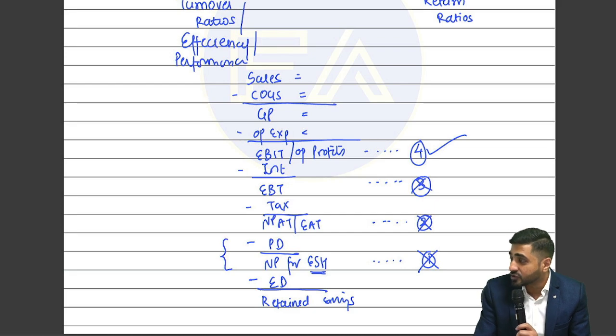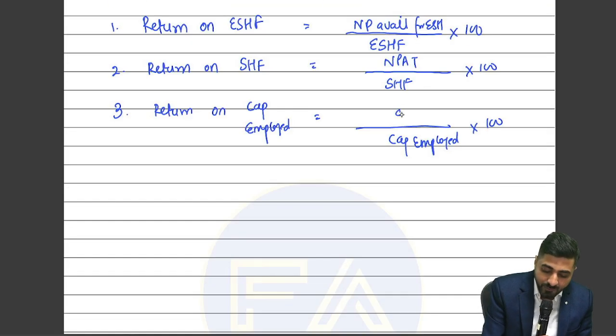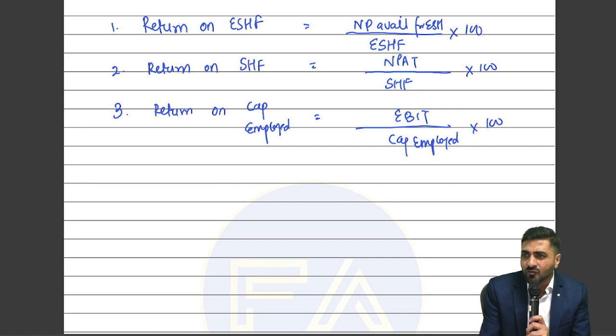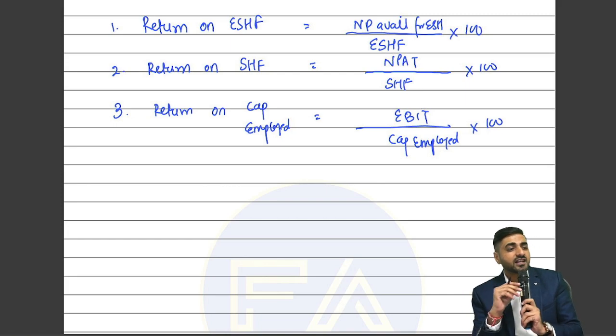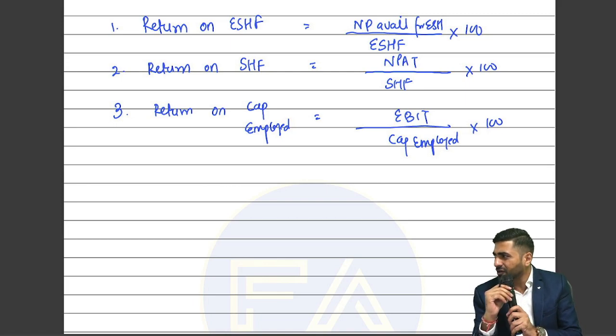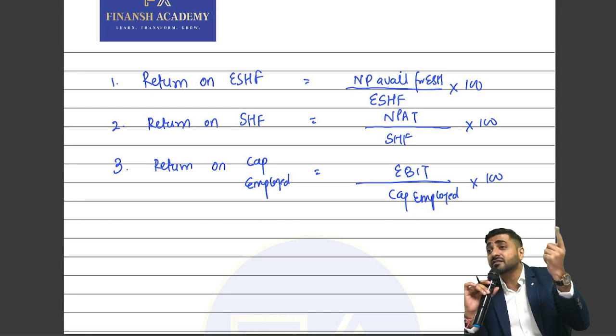Because we are going to check the total profit generated from their own money. That's why it should be EBIT upon capital employed into 100. Whatever profits we have generated from their own capital, that's why it should be EBIT upon capital employed. Are you all okay with these 3 options? So how many types of return ratios are there?